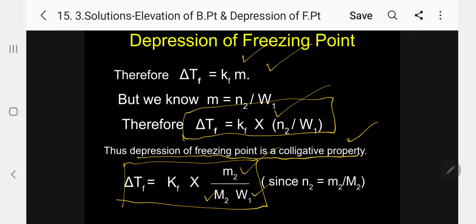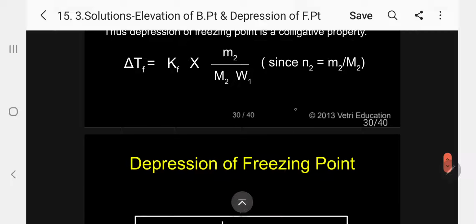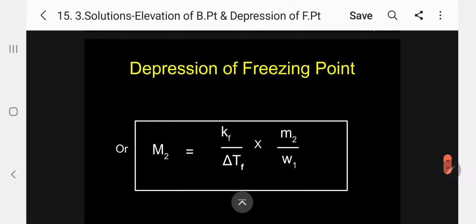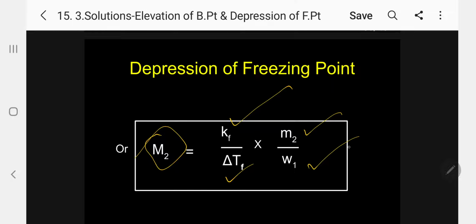This is the weight of solvent in kilogram. Kf, that is 1.86, and correspondingly delta Tf that we have to calculate. Kindly follow. Now, this equation I am rearranging for my convenience, because my aim is to calculate M2. So bring M2 here and delta Tf here. So M2 equals Kf by delta Tf into M2 by W1.